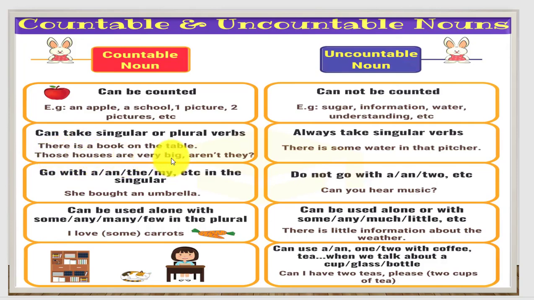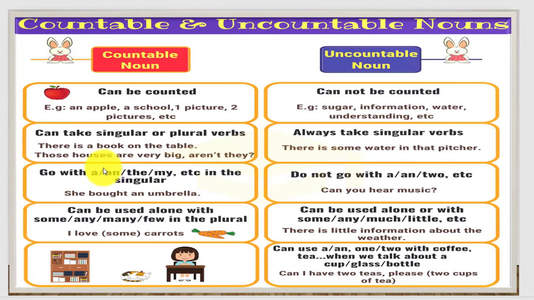Those houses are very big, aren't they? You can say this house is very big, isn't it? So it takes a singular or a plural helping verb. Whereas in the case of uncountable nouns, we always use a singular helping verb. There is some water in the pitcher. You cannot say there are some water, because an uncountable noun does not take any plural helping verb. They always go with a singular helping verb. There are some water in the pitcher will be wrong.